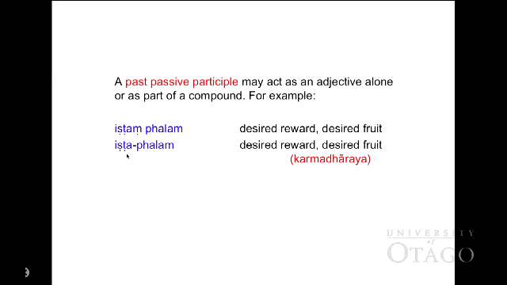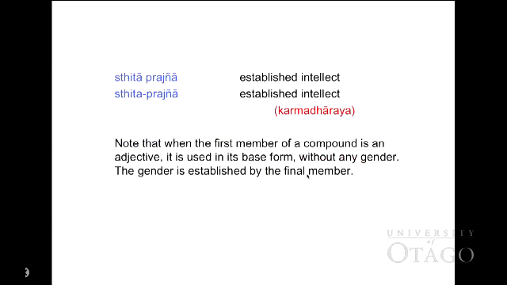So it becomes a compound here, ishta phalam, desired reward or desired fruit. Sthita prajna. Prajna, wisdom, intellect. Sthita modifies prajna, feminine. So it is established intellect. So it becomes a compound. Sthita prajna, established intellect. And sthita is a PPP.